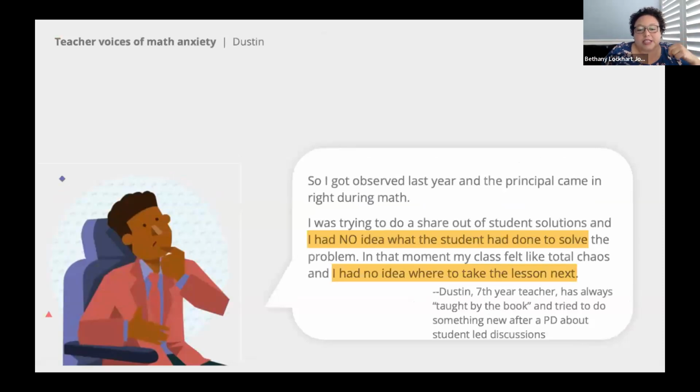And there's two more I'd like to share. Dustin, a 7th grade teacher, felt like he taught by the book. So there's this great pre-service. He got all motivated and he got observed, and the principal was coming around to see folks in the school trying out some of these strategies. So he was doing a share out of student solutions, and he got to a particular student and had no idea what that student did to solve it. And he panicked because he was so used to knowing what was going on, but all of a sudden that unknown plus his fear of math already, he didn't know where to take the lesson next. Plus, being observed can be nerve-wracking.